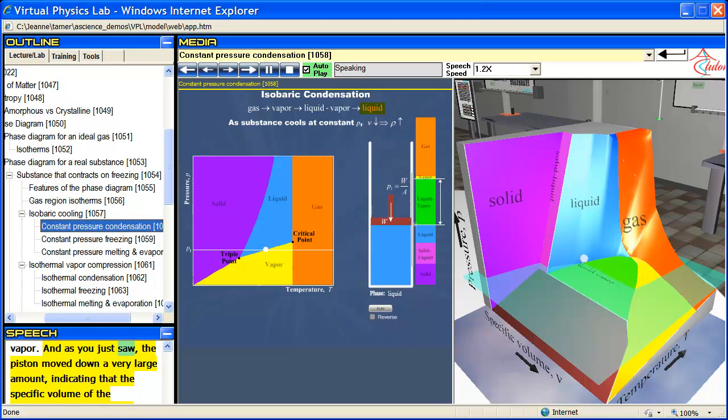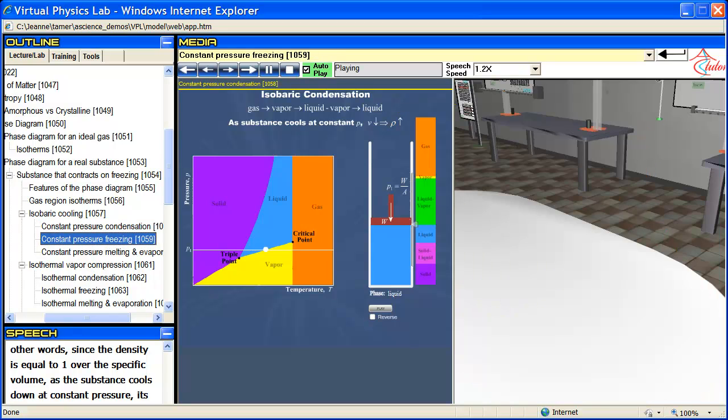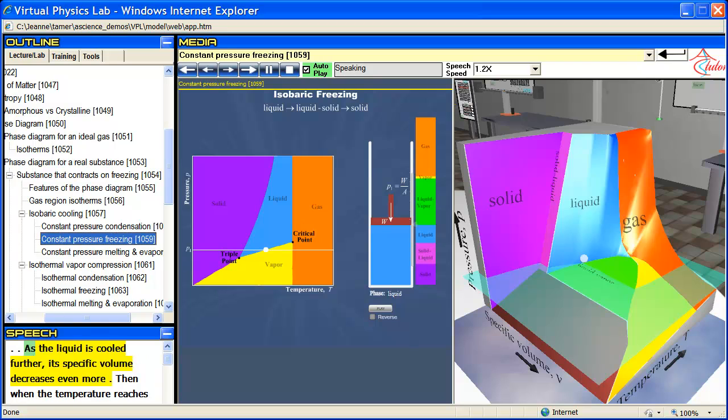And as you just saw, the piston moved down a very large amount, indicating that the specific volume of the substance decreased a lot. In other words, since the density is equal to 1 over the specific volume, as the substance cools down at constant pressure, its specific volume decreases, and its density increases. As the liquid is cooled further, its specific volume decreases even more.